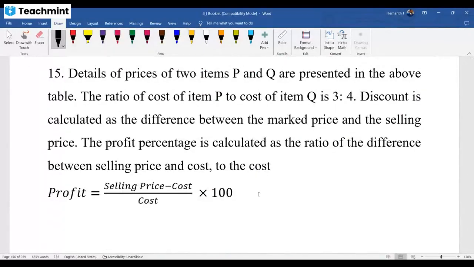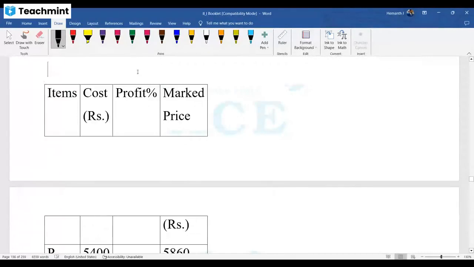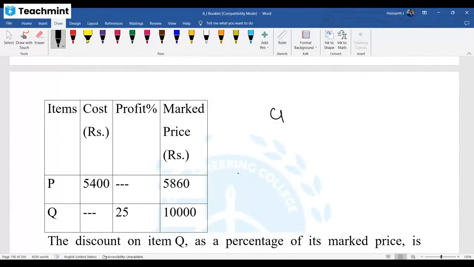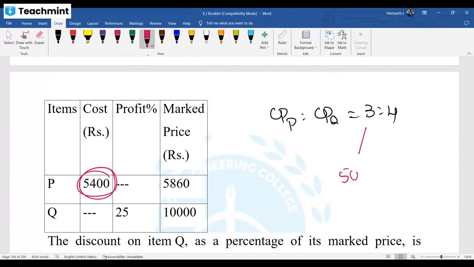See the last one. They given here discount is market price minus selling price. We know already that. And they given this profit is calculated with respect to cost price. That also we know. This is all fine. I want only one point. What is this 3:4? Cost price of P and Q are 3:4. What is this 5,400? Cost price of P. Then see, 3 becomes 5,400, my dear.